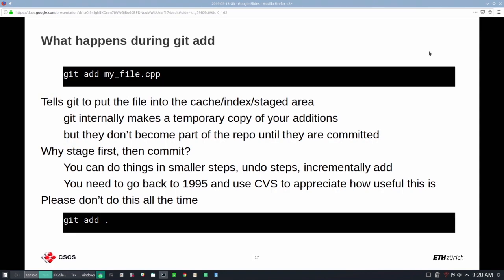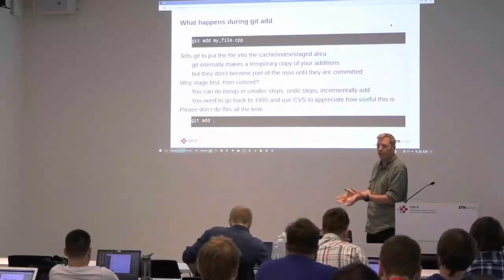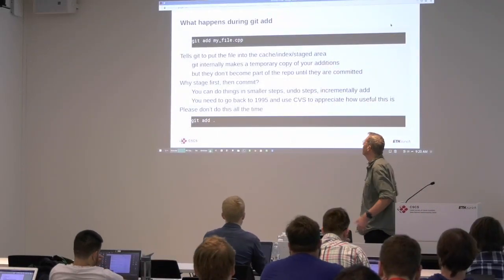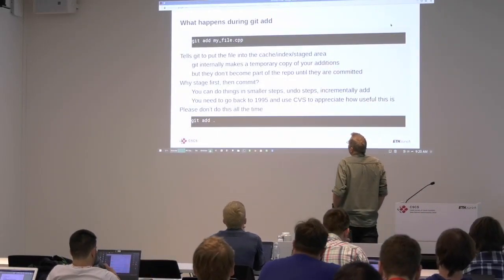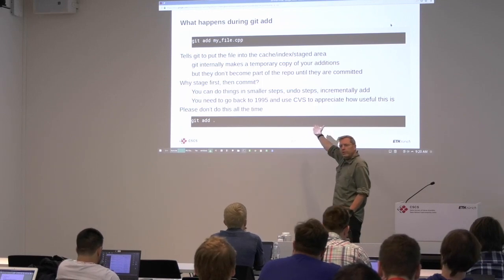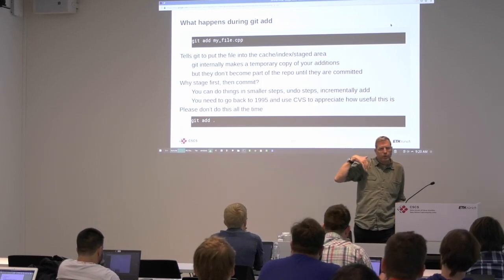But basically, Git is internally maintaining a database, and I'll come to that in a second. And what you're doing is you're saying, I want to put this stuff into the repository, and it goes into this staging or indexing area before it actually is committed and becomes part of the tree. And the question, why do we need the staging part? Why don't we just commit things to the tree?